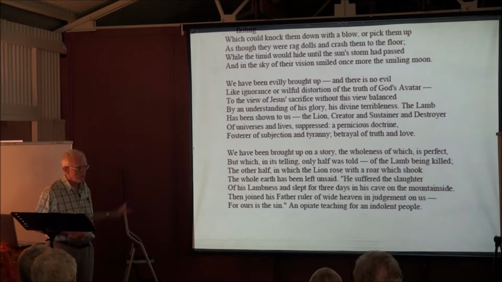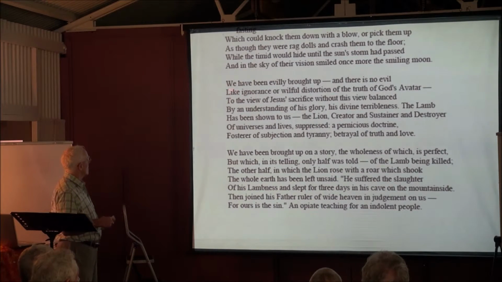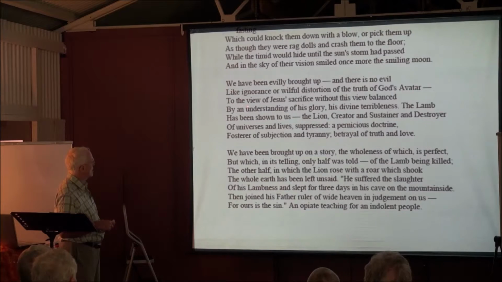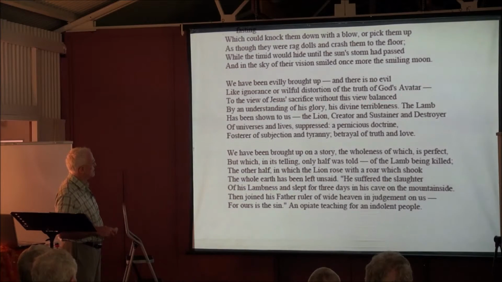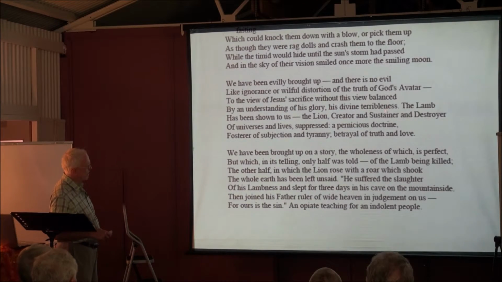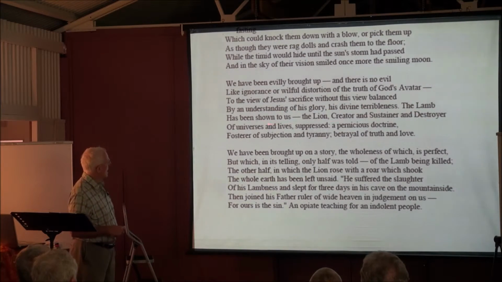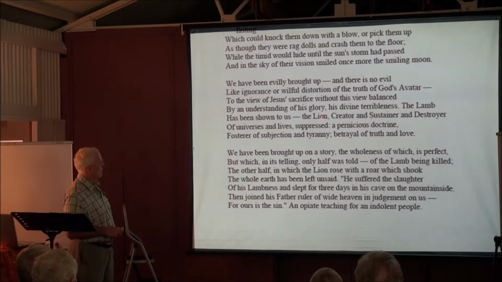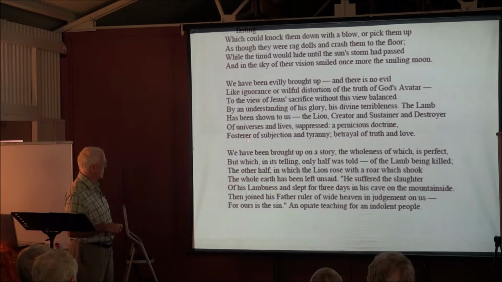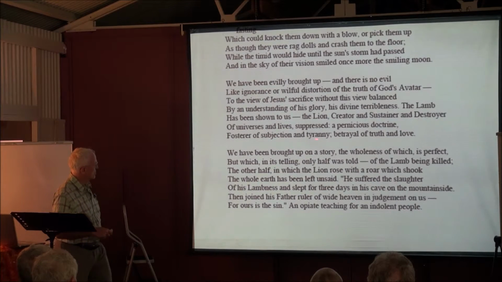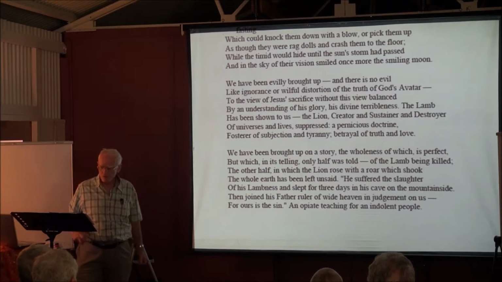In fact, this morning, I think you had this, didn't you? Yes. We have been evilly brought up, and there is no evil like ignorance or willful distortion of the truth of God's avatar to the view of Jesus' sacrifice, without this view balanced by an understanding of his glory, his divine terribleness. The Lamb has been shown to us, the Lion, creator and sustainer and destroyer of universes and lives, suppressed, a pernicious doctrine, fosterer of subjection and tyranny, betrayal of truth and love.